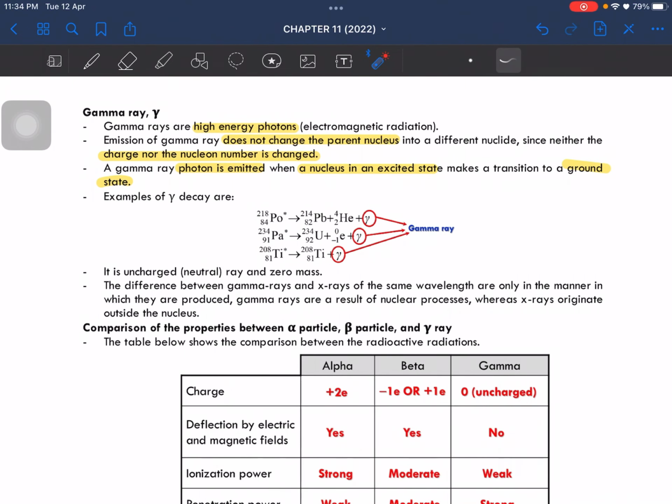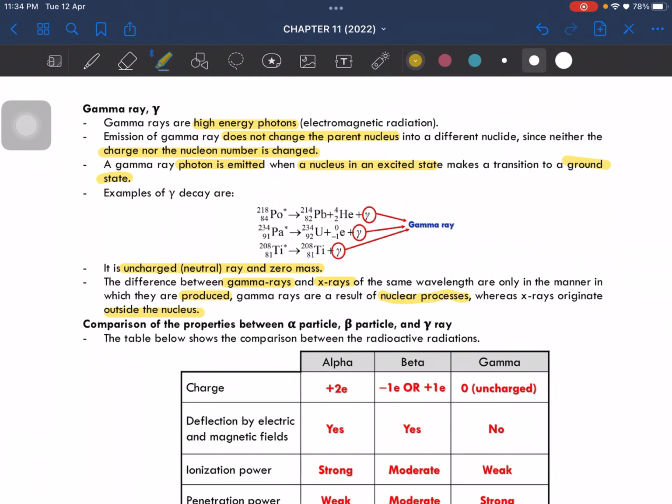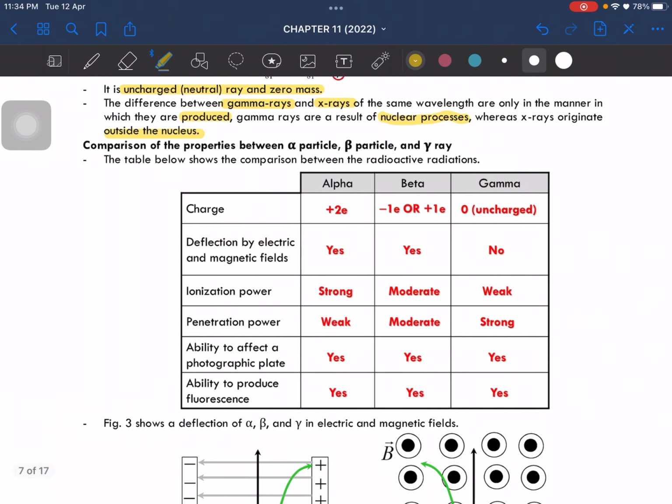Okay, so the gamma ray is uncharged. It is neutral and has zero mass. The difference between gamma rays and X-rays is only in the manner in which they are produced. So gamma rays are a result of nuclear processes, whereas X-rays originate outside the nucleus. Okay, alright, so these are the comparison of the properties between alpha, beta, and gamma ray.